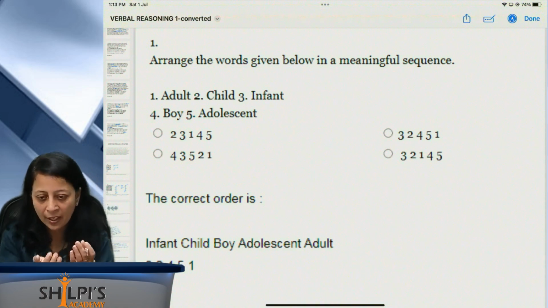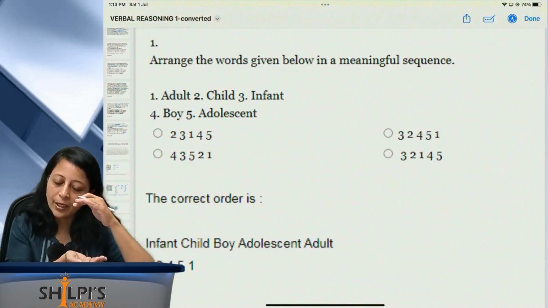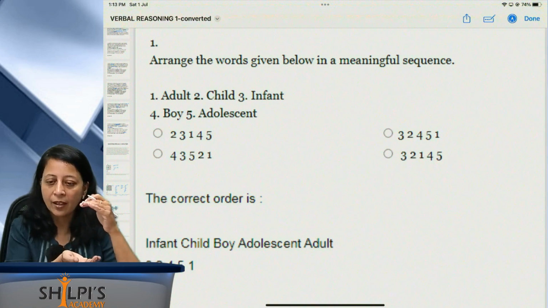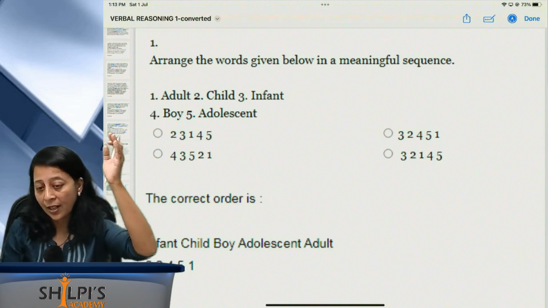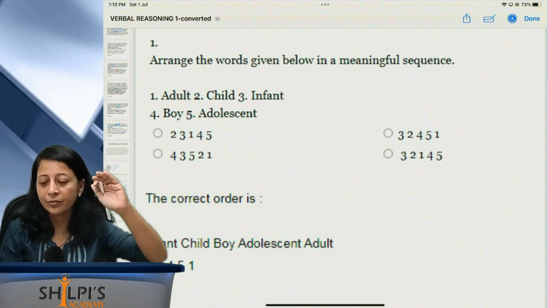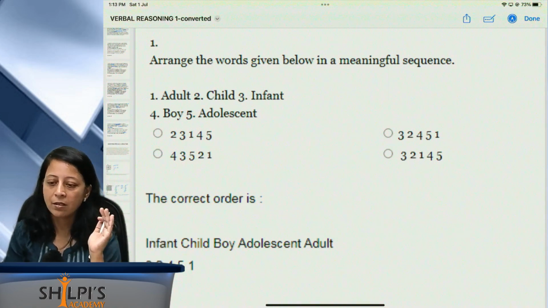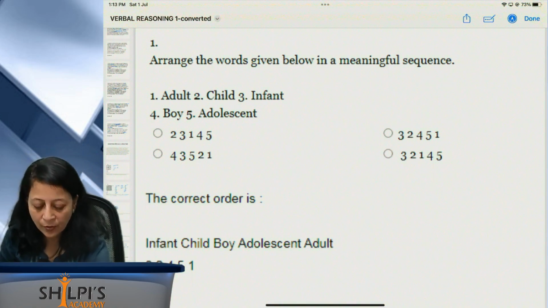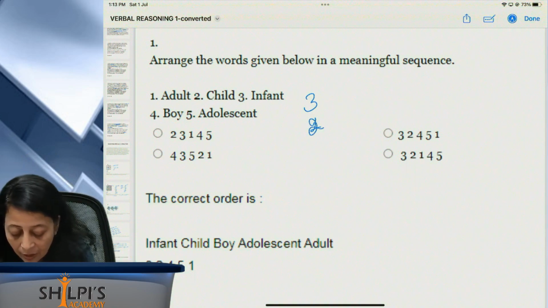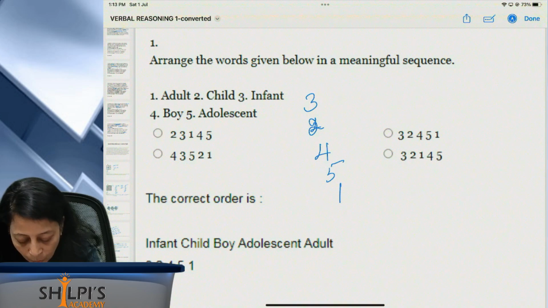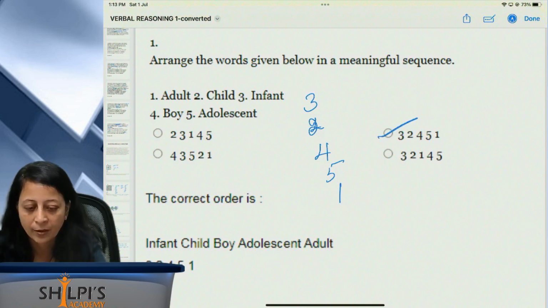So first we were an infant, then we slowly grew up into a child, then the child became a boy, then the boy became an adolescent, meaning a teen, then he became an adult after 18. So first is your infant stage, then child, then boy, then teenager, then adult. So it is 3, 2, 4, 5, 1. So this is your option.